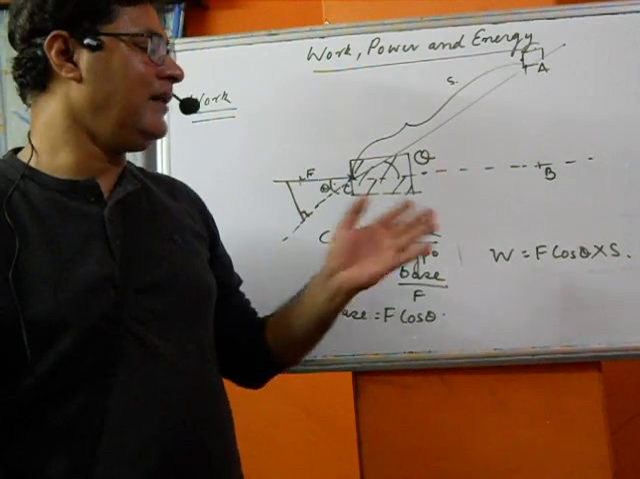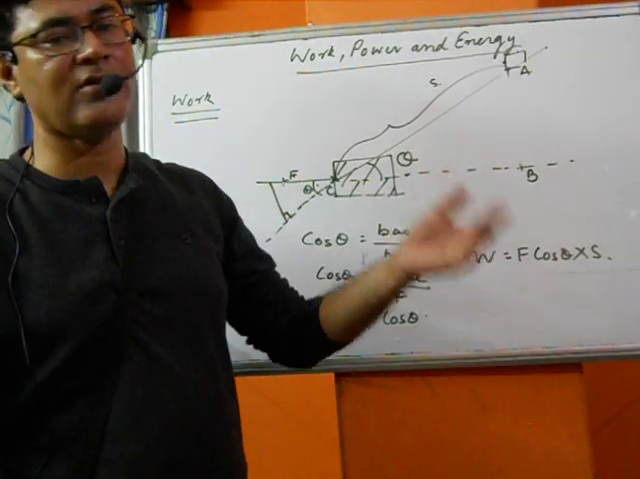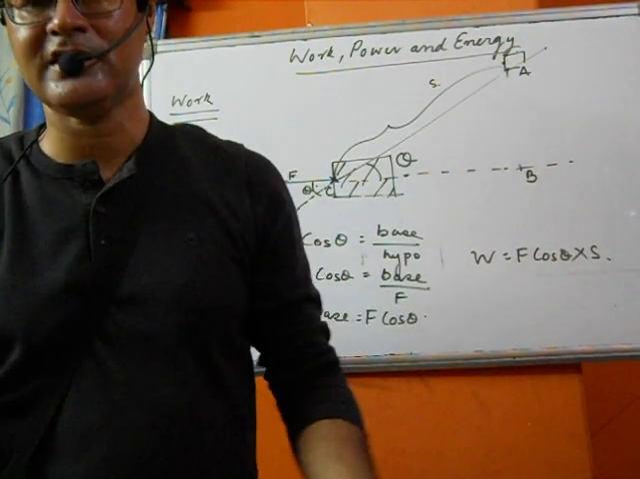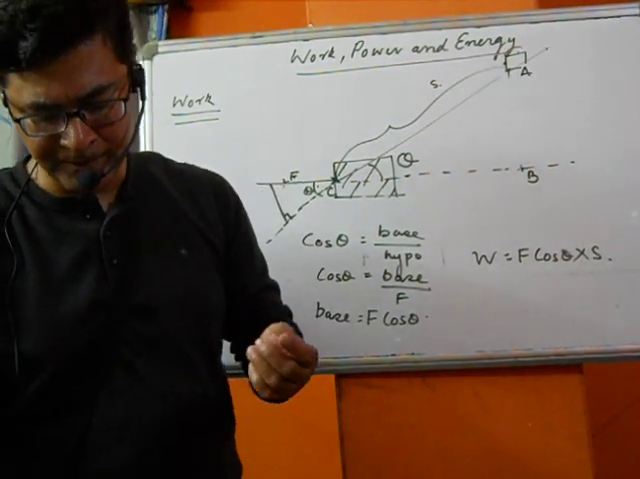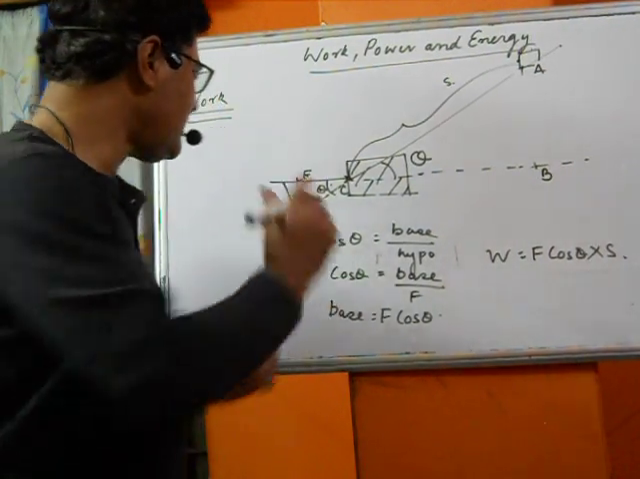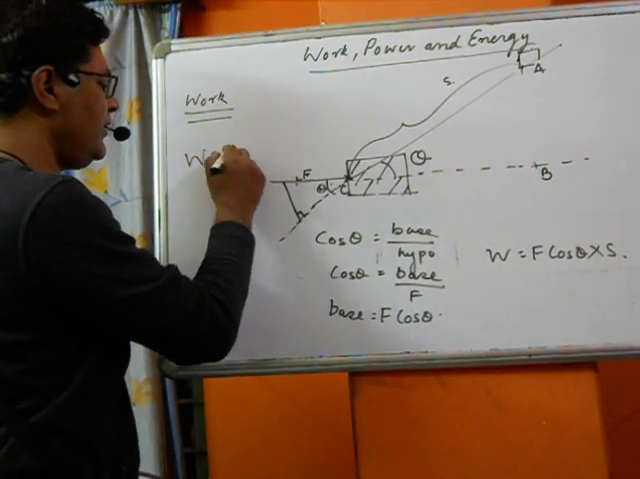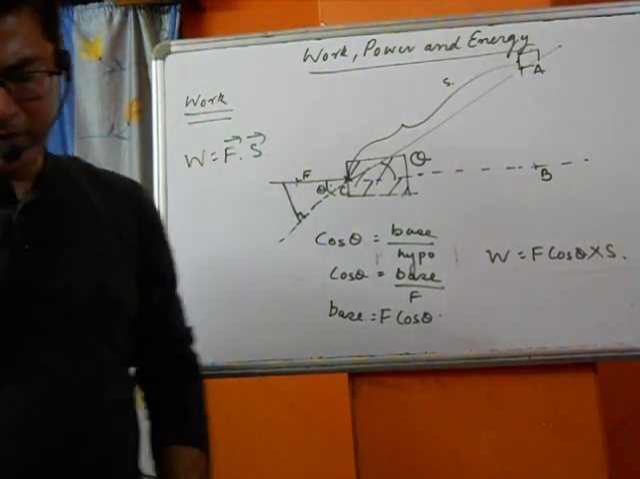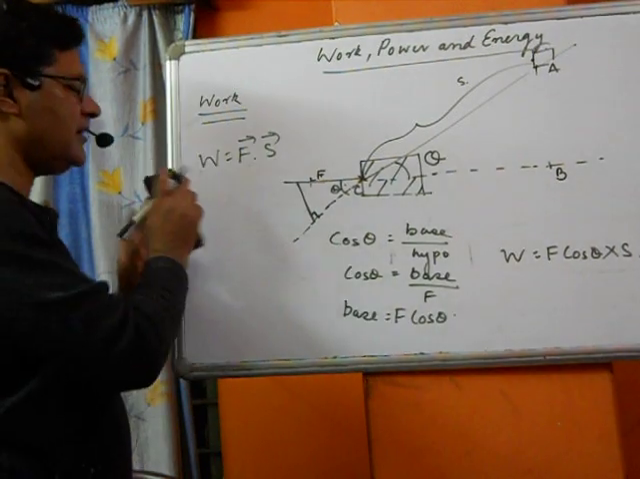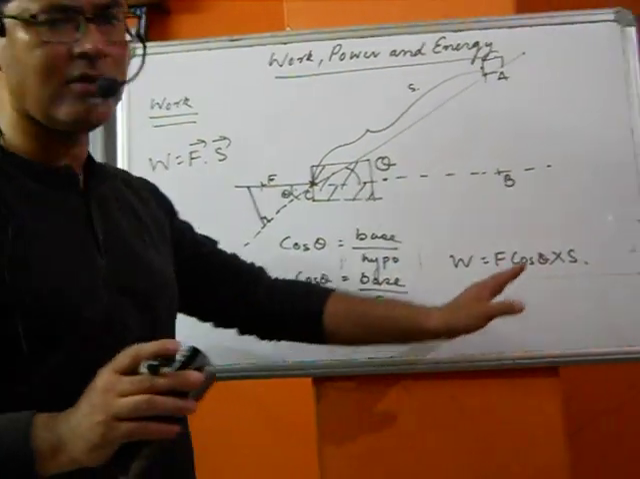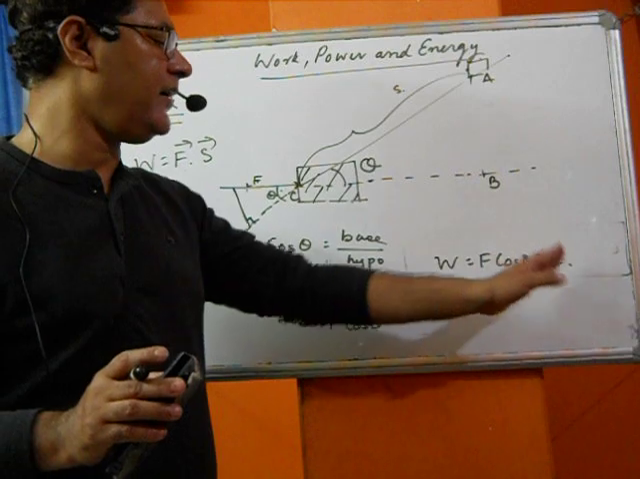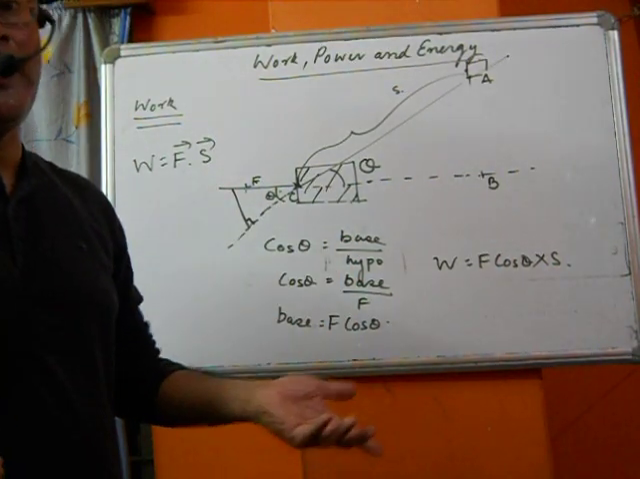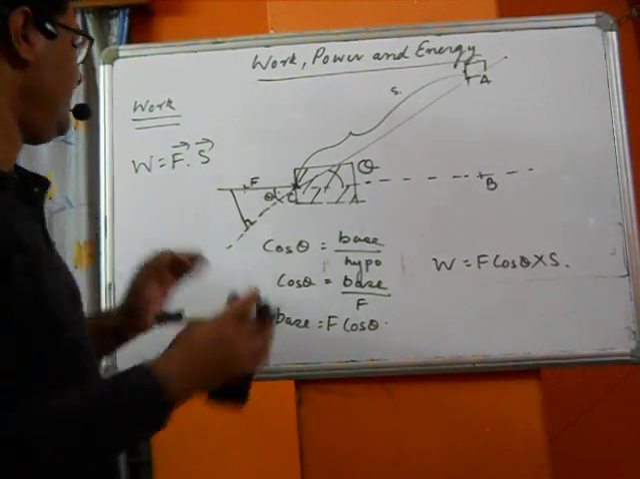Lately I am using the cross sign or dot sign. As it is not in your syllabus, I am not discussing cross product and dot product. In fact, work done is written as W equals F into S, which is a dot product. Let's ignore that because it's not in the syllabus. Just remember, it depends on three factors. W equals F S cos theta. Now we will understand when the work done is maximum and when it is minimum.